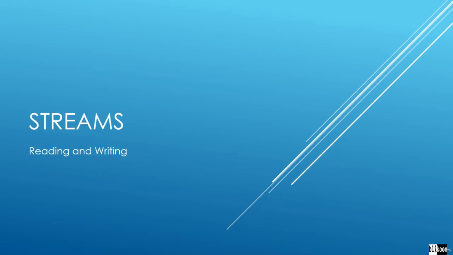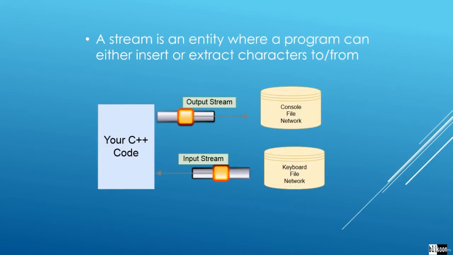In this lecture, we're going to talk about streams. A stream is really an entity where a program can either write or read things to and from. Looking at the picture here, this is your C++ code. This is, for example, what we just wrote in the previous lecture. And what we were doing when we did a cout to the console, we were writing on an output stream and we could see our output on the console. This was one scenario of using an output stream, or using a stream in general.